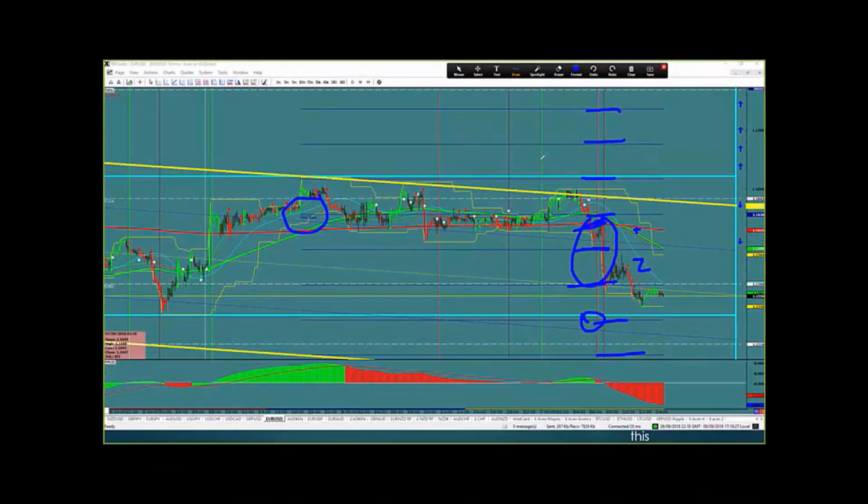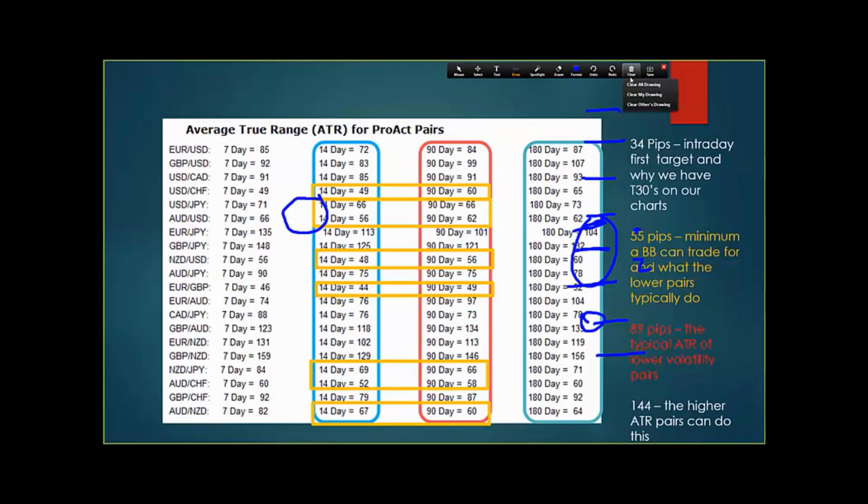So that's why that's there, right? Okay, so now 55 pips is the minimum trade a big boy can trade for. If he doesn't have a space of 55 pips, he can't push the button. The average professional trader at the bank is trading about 20,000 standard lots.